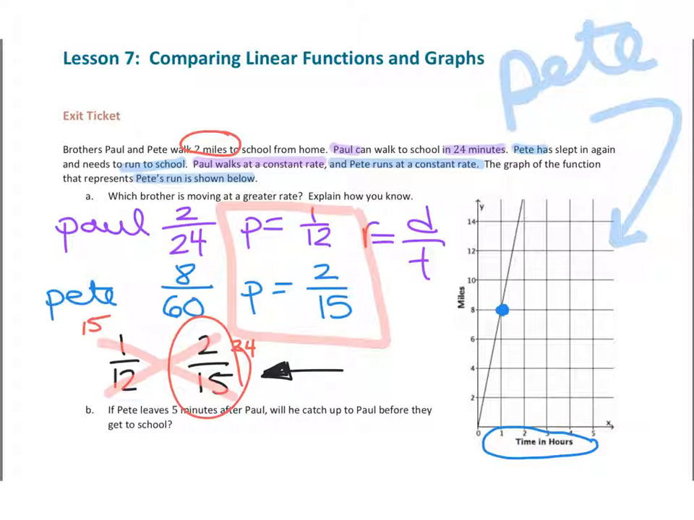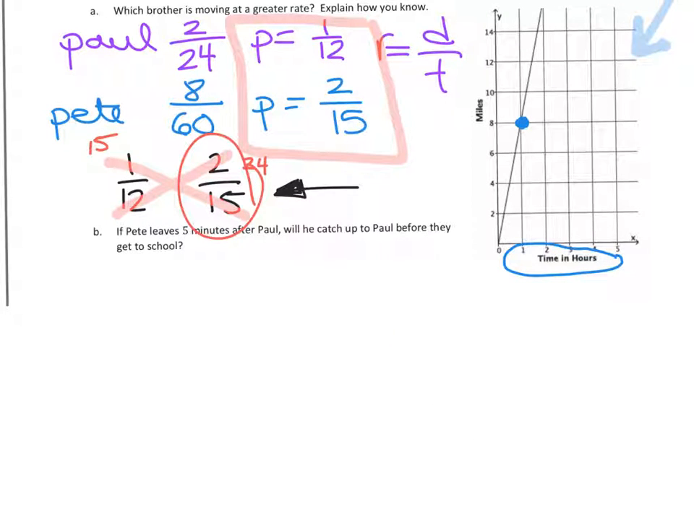Okay, let's look at the second part. Second part says, if Pete leaves 5 minutes after Paul, will he catch up to Paul before they get to school? So this is a harder question. I'd be lying if I told you it was easy. Let's reconsider their equations. So Paul, he's the one who's walking. His equation is y equals 1/12x. His is the easy one, right? We just brought our rate down, put it in the rate spot, and then x is our variable.